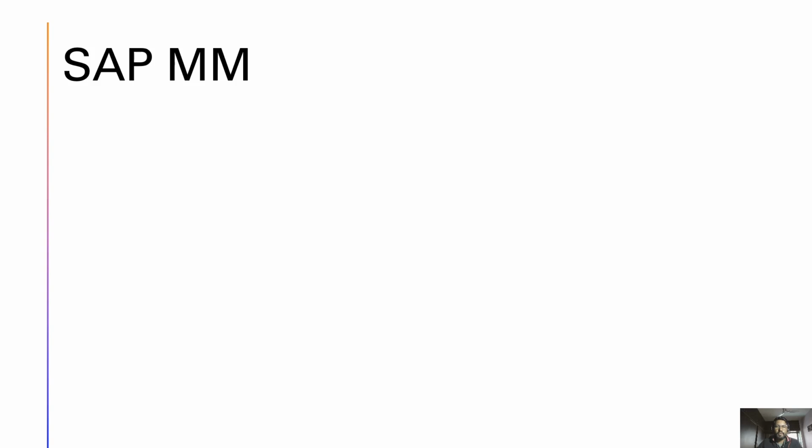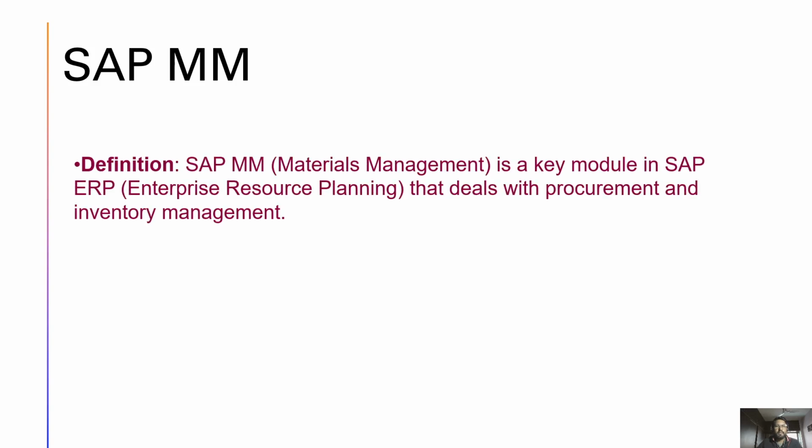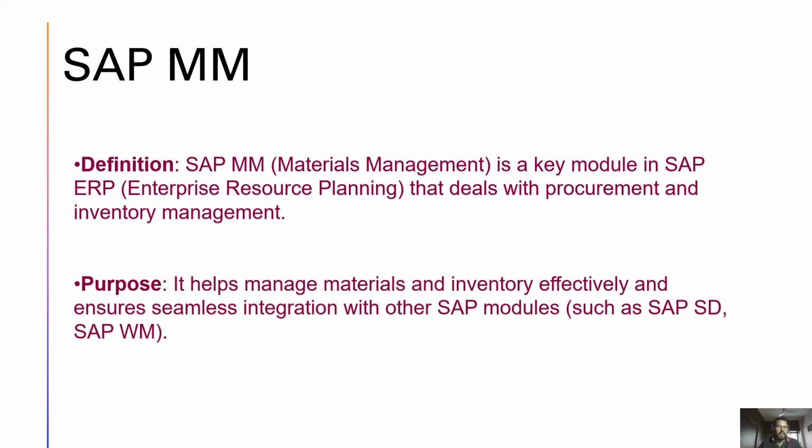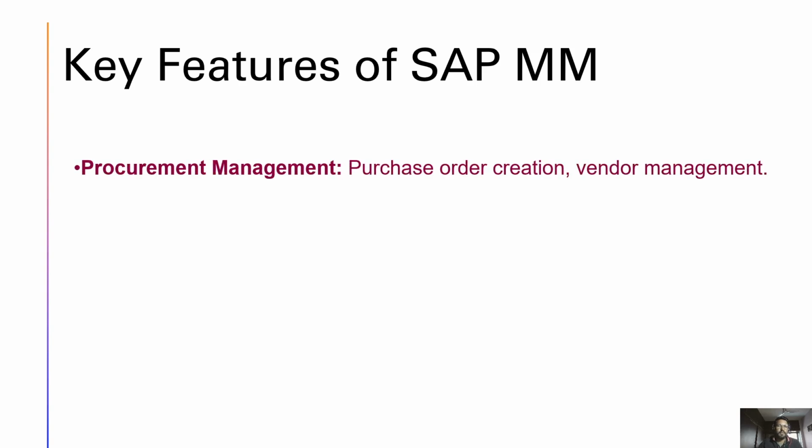So let us see what SAP MM is. SAP MM, that is Material Management, is a key module in SAP ERP. ERP is nothing but Enterprise Resource Planning, and MM deals with procurement and inventory management. The purpose of having SAP MM is that it helps to manage material and inventory effectively, and it ensures seamless integration with other modules like SAP SD, MM, PP, PLM, and so on. So, now let's see the key features of SAP Material Management.